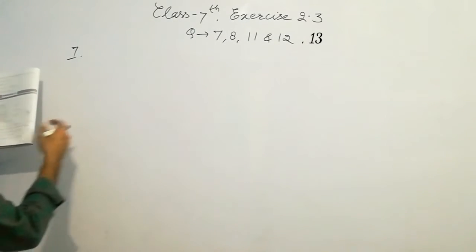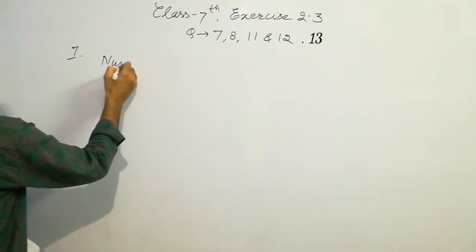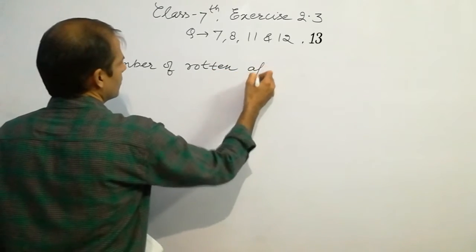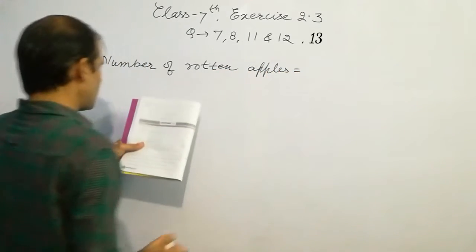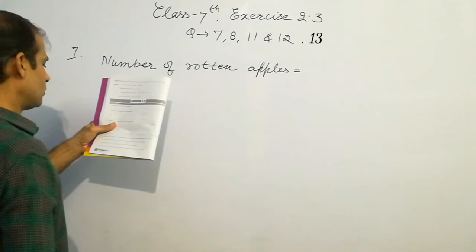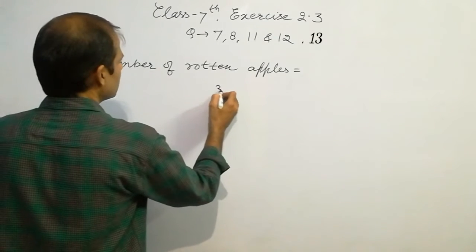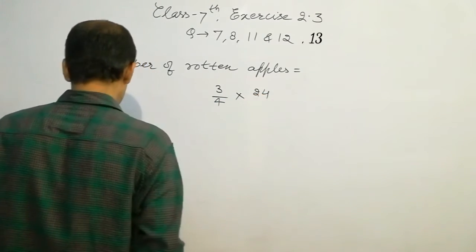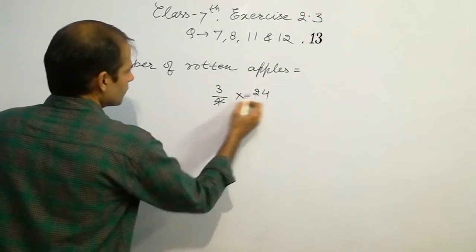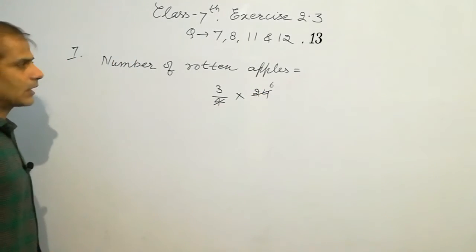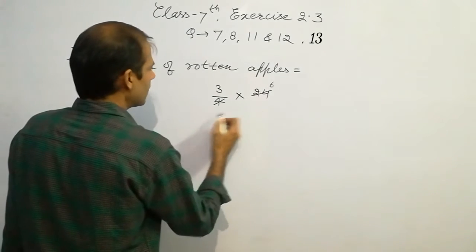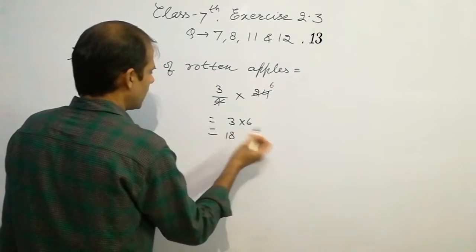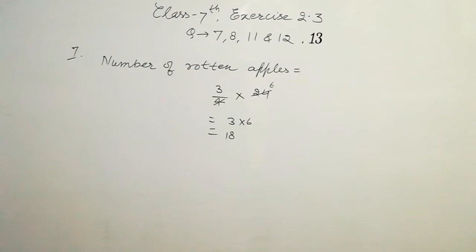So find the number of rotten apples. We will write: number of rotten apples equals 3/4 of these, so 3/4 of 24. Now 4 sixes are 24, it is cancelled by 4, and finally it is 3 sixes are 18. So number of rotten apples are 18.